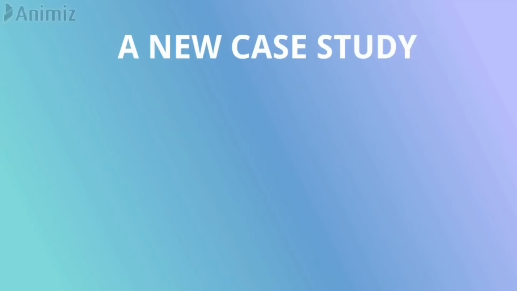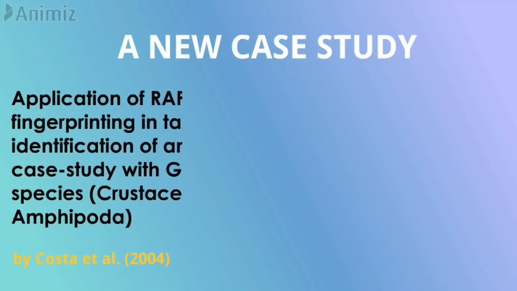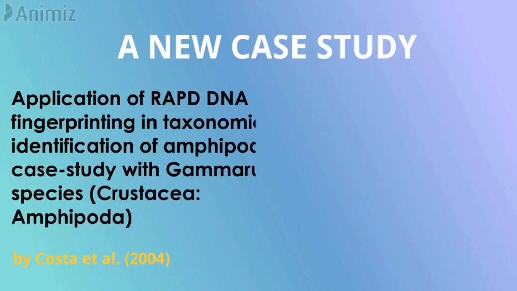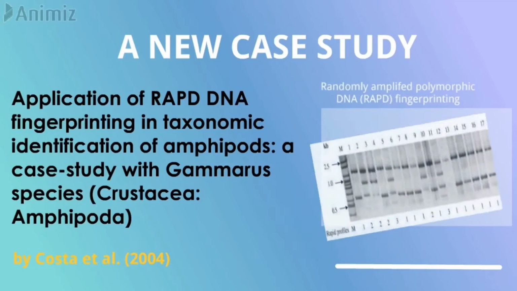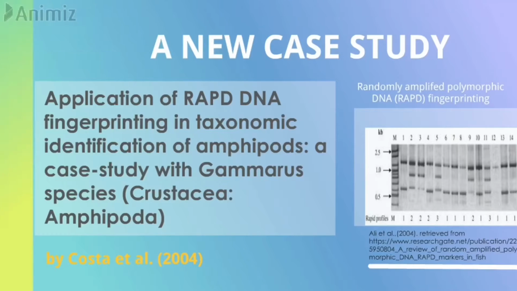Therefore, a new study has been conducted which uses a molecular method known as randomly amplified polymorphic DNA fingerprinting in the identification of amphipods, specifically Gammarus species. So, what is RAPD and how has it been utilized?